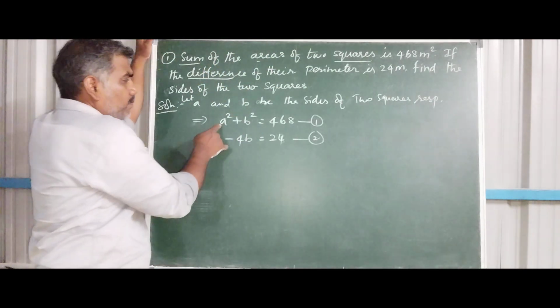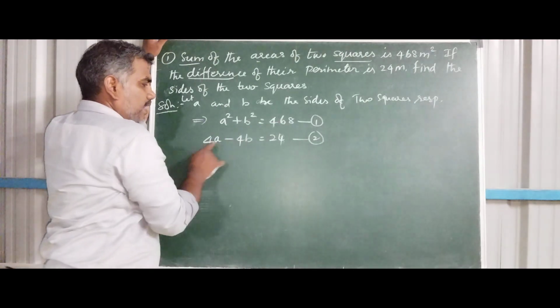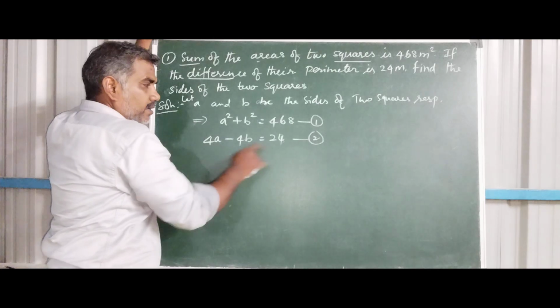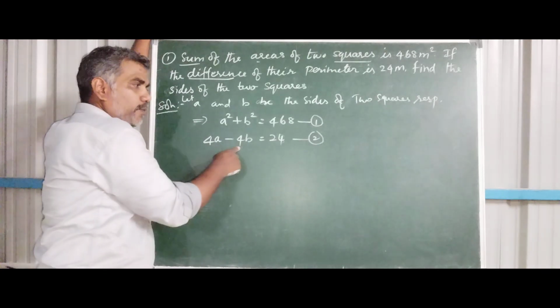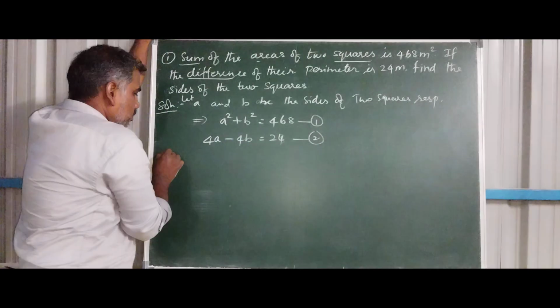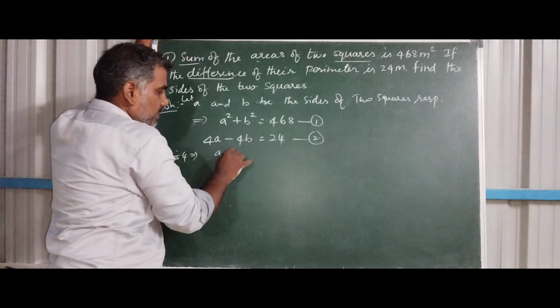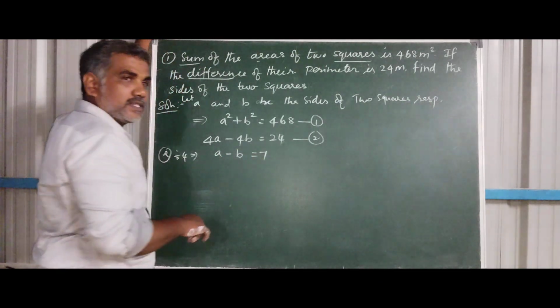Good. So now A square plus B square equals 468. Here 4A minus 4B equals 24. Can I divide it by 4? Here there is 4A, here there is 4B, here there is 24. In the second equation, I am going to divide by 4. So that I am going to get a new equation, that is A minus B is equal to 7.